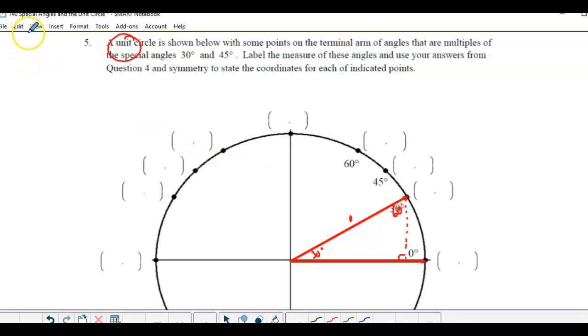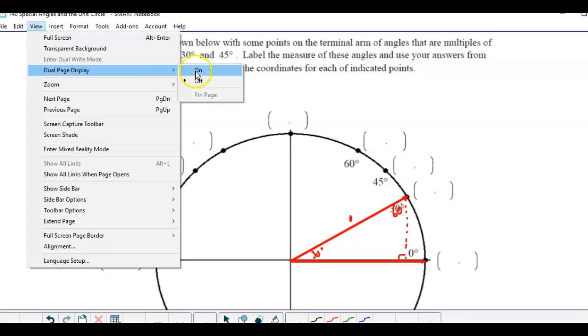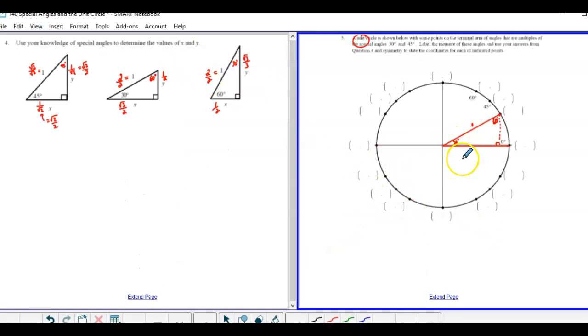Okay, so maybe I'll do a split screen here. So if you take a look at the 30 here, opposite the 30 was 1/2. So that's going to be your y value. Okay, your x value is adjacent to it, and it's root 3 over 2. All right, so now we know the coordinates on the unit circle of the point that makes a 30-degree angle in standard position.